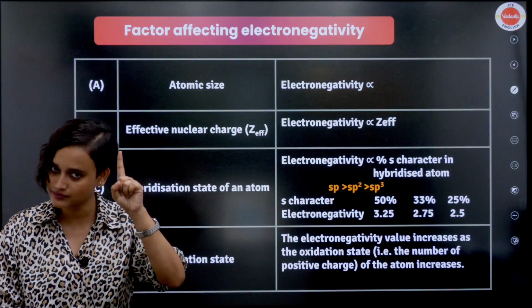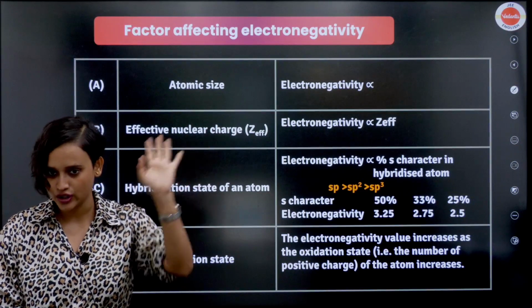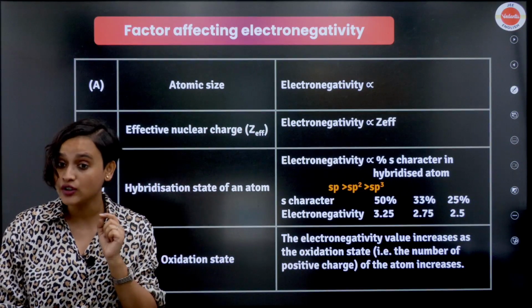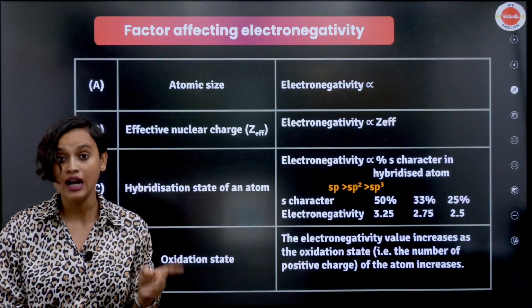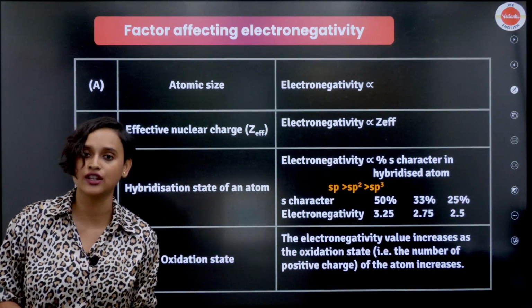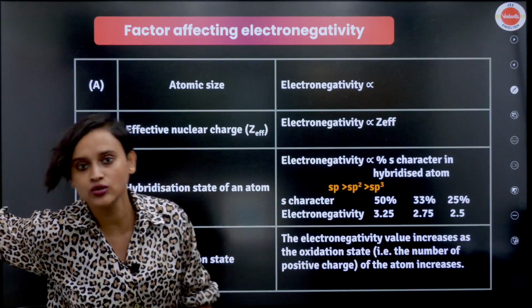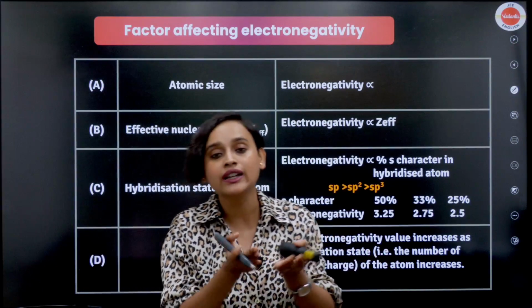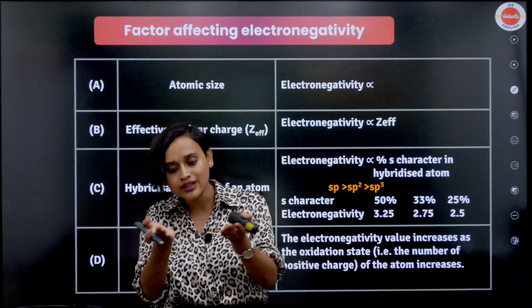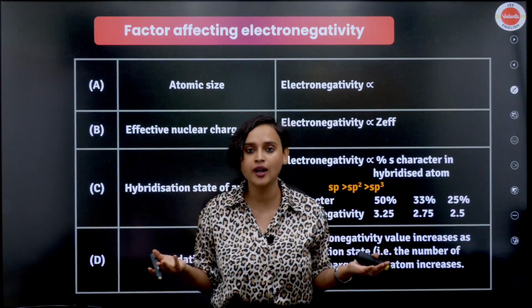Atomic size is directly proportional to electronegativity. Effective nuclear charge is directly proportional to electronegativity. Hybridization state of an atom. What is hybridization? You know, right? What is hybridization? When the orbitals mix together, they come together and try to have the same energy level, that is your hybridization.